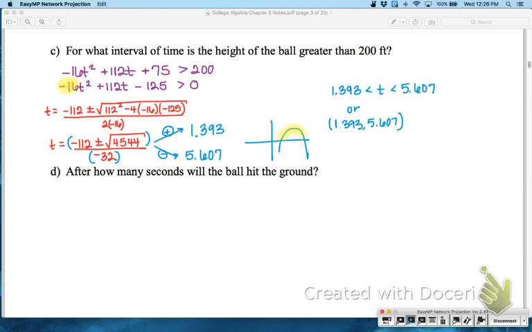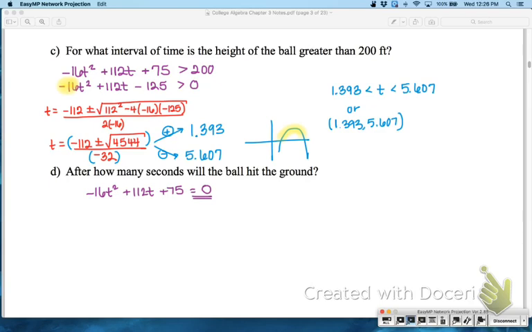So then the last question is, after how many seconds will the ball hit the ground? What is that asking us to find? Where the height is 0. That's right. If it lands on the ground, the height of the ball is 0. So that's what we're trying to find. So we're going to solve a similar equation: negative 16t squared plus 112t plus 75 equals 0.